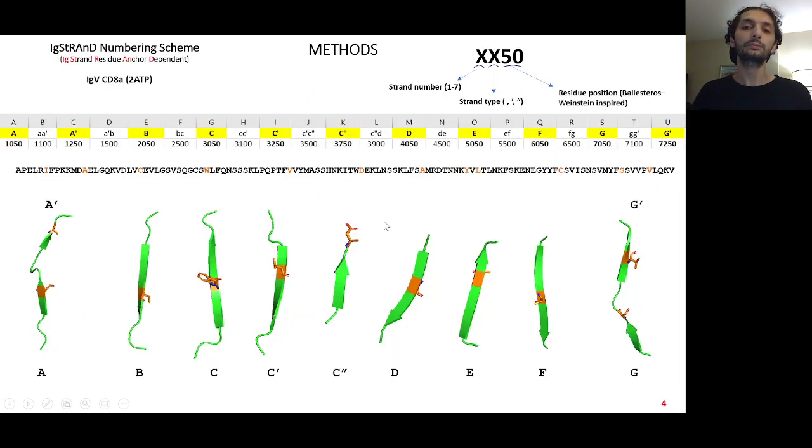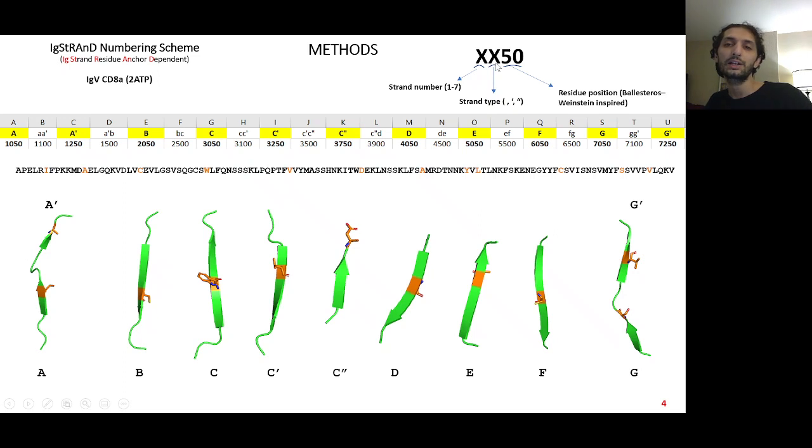To introduce our numbering scheme, it is made up of 4 digits. The first digit is for the strand number. So if it's an A, it's a 1. If it's a B, it's a 2. If it's a C, it's a 3. And if it's a D, it's a 4, etc.